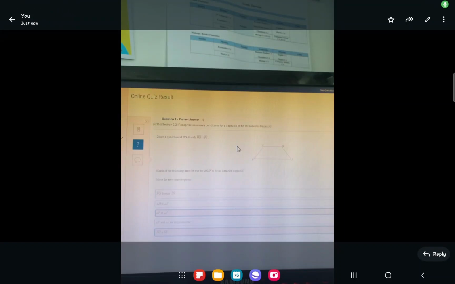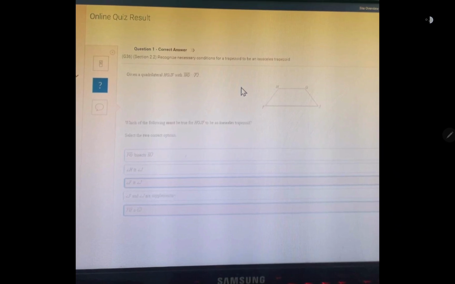Hi guys, unfortunately my SDP isn't working, so I got these pictures from Anas. Thank you so much, Anas, for these. So I will explain them for the people who need it.